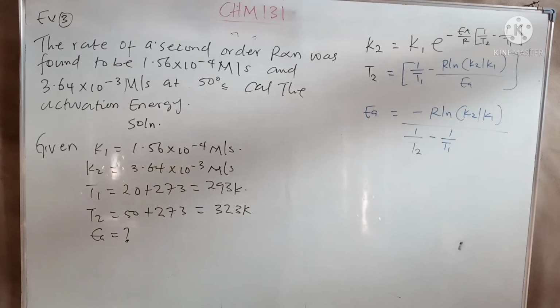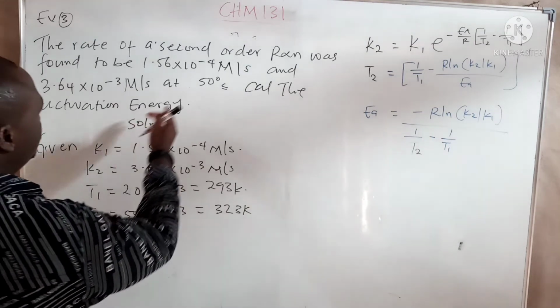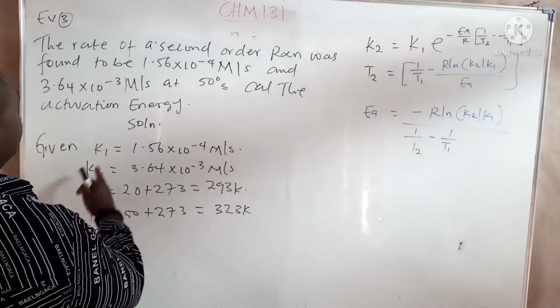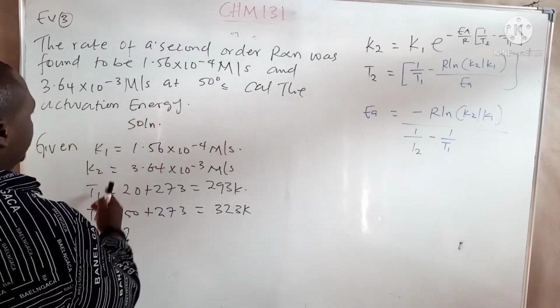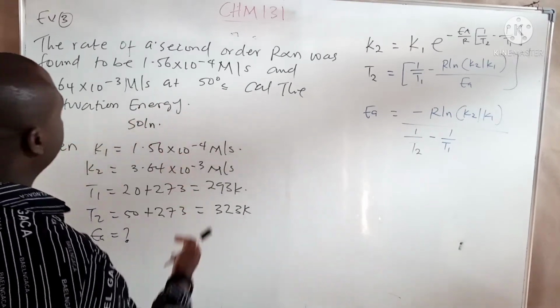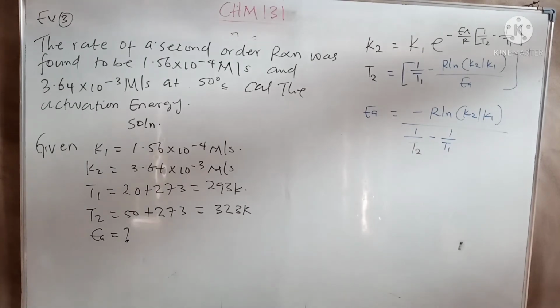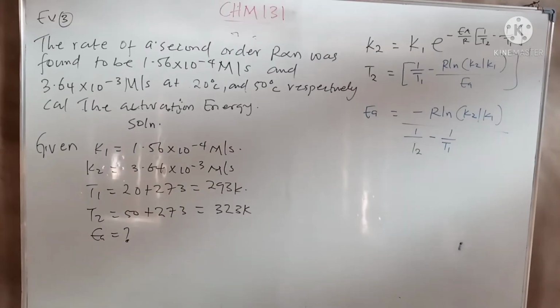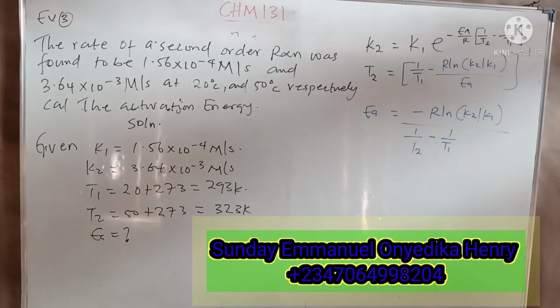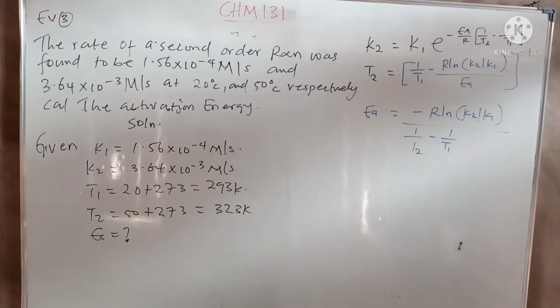We have the third question on the board. The rate of a second order reaction was found to be this and this. So K1 and K2 are given. At the first initial temperature given, calculate the activation energy. They have given you the first temperature and the second temperature. The rates are given at 20 degrees centigrade and 50 degrees centigrade respectively. Calculate the activation energy. Now you can see that I've already done it on the board.